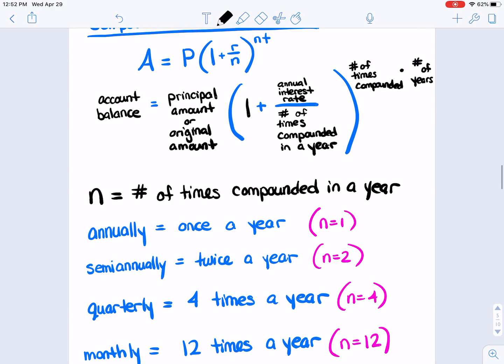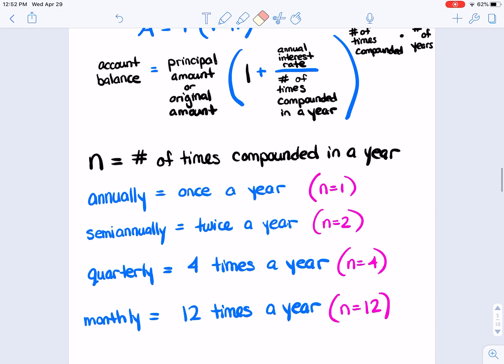Now, the exponent is the number of times compounded, so it's either going to be a 1, a 2, a 4, or 12. And you're going to multiply that by the number of years. So if something is quarterly, that would be 4 times a year, and let's say it was for 5 years. I would multiply 4 times 5 and get 20, so I would raise it to a power of 20. So the exponent is the product of the number of times compounded and the number of years that you are going to be investing your money in a bank.